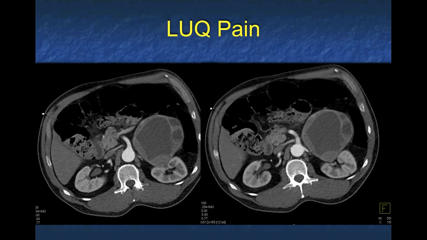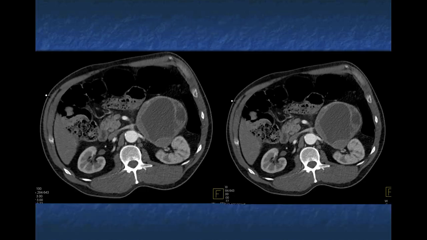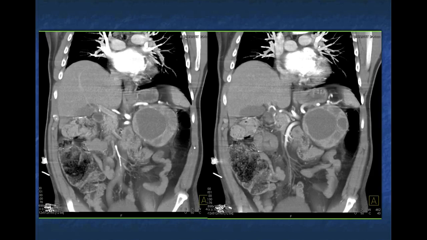So let me give you one bonus case, left upper quadrant pain. Now, I know I'm only showing you some images, not everything. You could say maybe it's pancreas, maybe it's from spleen, maybe it's retroperitoneum, from the mesentery, maybe it's kidney. Well, I'm telling you, this is from the adrenal. It's a cystic lesion with what look like fluid levels in it. Well, what could this be?